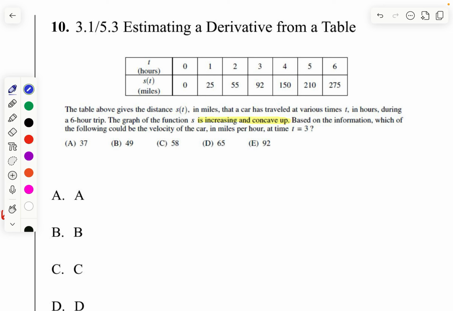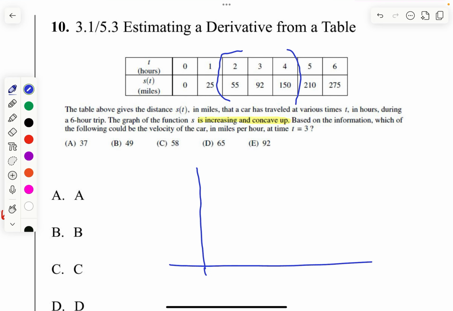Let's sketch the moment we care about, right in this section here. This doesn't have to be a perfectly accurate graph, but let's say we know that we have time 2, time 3, and time 4. At time 2, it's 55 miles. At time 3, it's 92. And I need to make this not look linear. And then at time 4, it's 150. So let's try to make that a little bit curved.